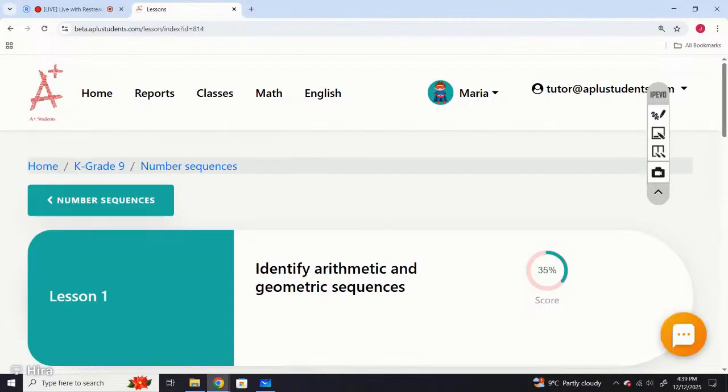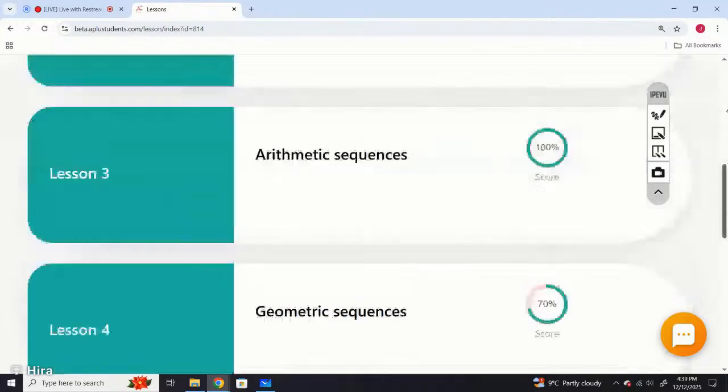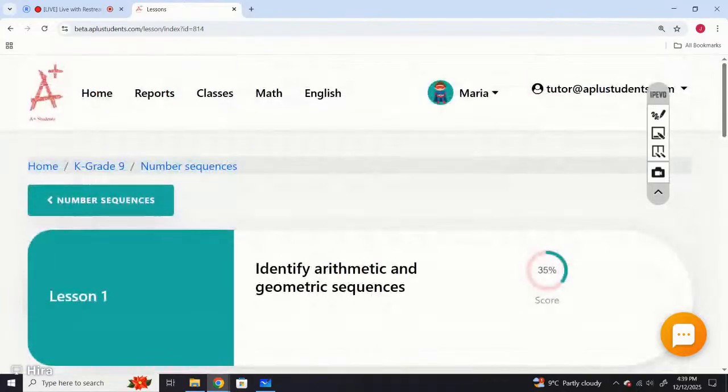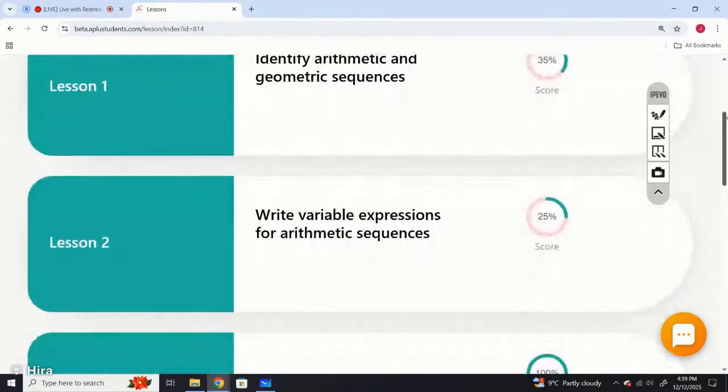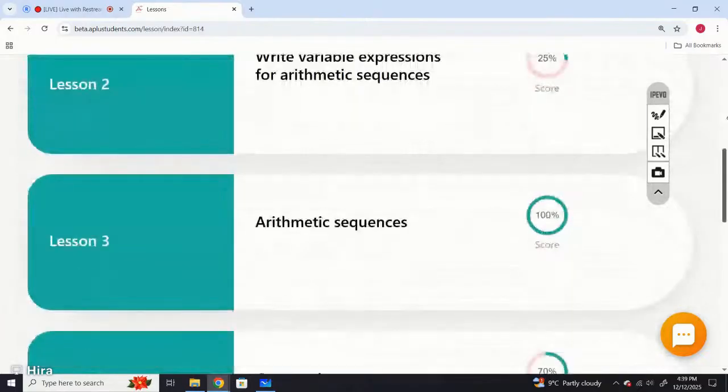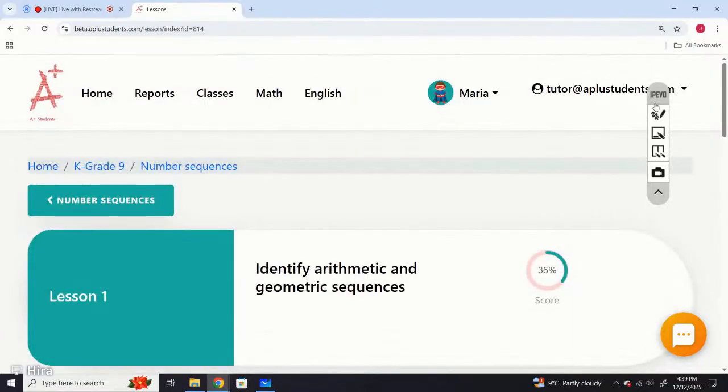Okay, we are done with the lesson. We were working on grade 9 math. The chapter we were working on is number sequences, geometric sequences, write variable expressions for arithmetic sequences, and then arithmetic sequences.